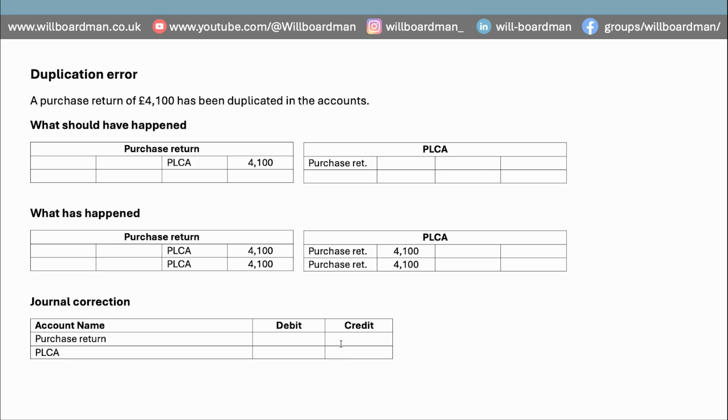Now, in terms of this being duplicated, all we're saying is that that transaction has accidentally been entered in twice. So to correct that, all we need to do is reverse one of those entries.